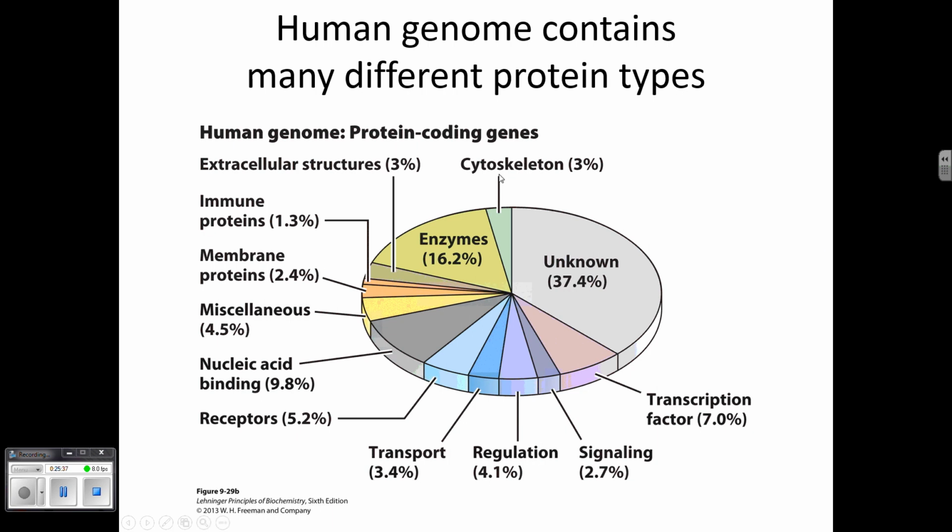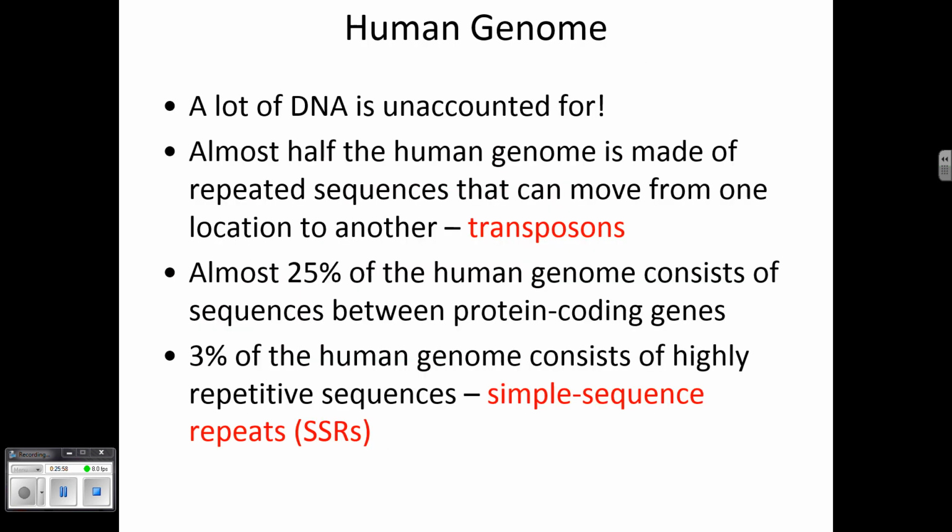So to show you one thing we've learned from the Human Genome Project, this is looking at just the protein coding genes. We know that 16.2% of our protein coding genes code for enzymes. You can just look at the picture, but I think this is pretty impressive. Even though we know that all of this codes for proteins, we don't know what 37% of the proteins even do. We just know we make them.